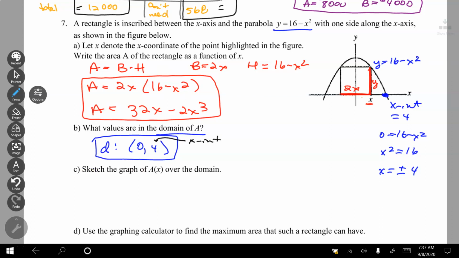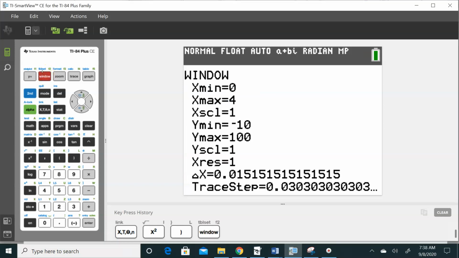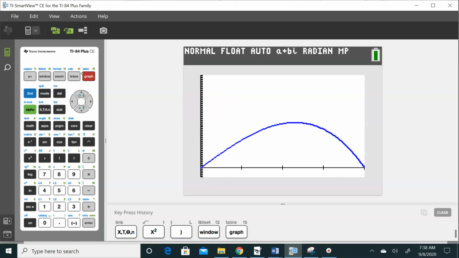So now I'm going to put this on the graphing calculator to see what it looks like. I put it in the graphing calculator, and I just did the first equation, the 2x parentheses 16 minus x squared. You want to write out the 32x minus 2x cubed? Doesn't matter, they're the same. My window, I think I'm going to keep the same window as before. 0 to 4 for sure is the domain. And let me try to see if the range goes up to 100. So I hit graph. I see the graph of that function, and 100 was enough.